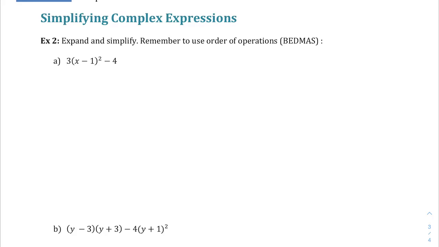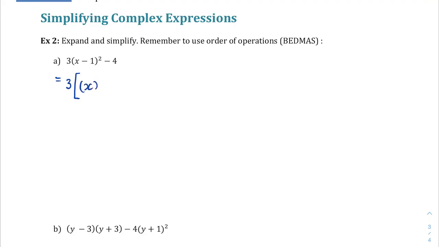So we want to take care of the brackets, exponents, division, multiplication, addition, and subtraction, right? That's what BEDMAS means. So let's take care of the brackets first. So inside the brackets, we're going to have a trinomial. So we need to apply the previous rule. So let's take care of the exponent in this case, actually. So in order to take care of the exponent, we have to use a bracket.